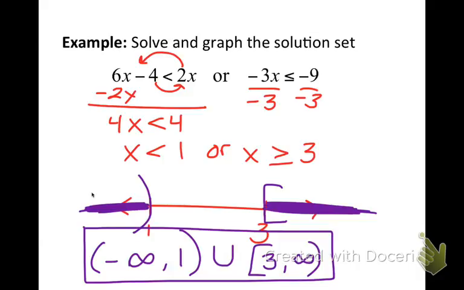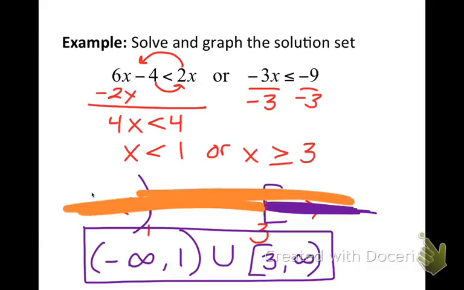Okay, so when you get those ORs, it's going to be the union of them. Now if these signs were flipped, and I was getting everything in this direction and everything in this direction, an AND would be the intersection here, but an OR gives you all real numbers, right? And then we would do a negative infinity to a positive infinity. Okay? You guys have any questions?